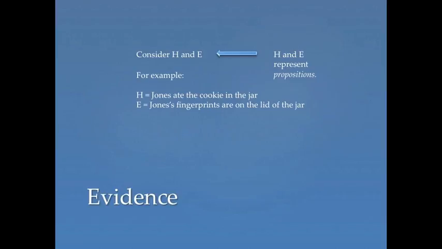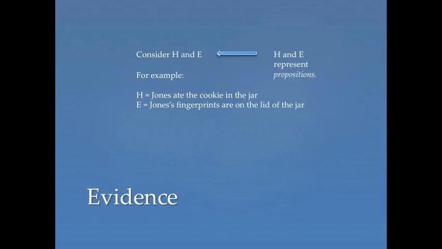In the example here, H and E represent the following propositions. H stands for Jones ate the cookie in the jar, and E stands for Jones's fingerprints are on the lid of the jar. So imagine you had a cookie, the last cookie in the jar in the kitchen, and you were saving it for later. And then you go to get the cookie after dinner, and it's gone. So you think to yourself, well, someone took the cookie. Who did it? And you devise the following hypothesis. You think to yourself, Jones ate the cookie in the jar.